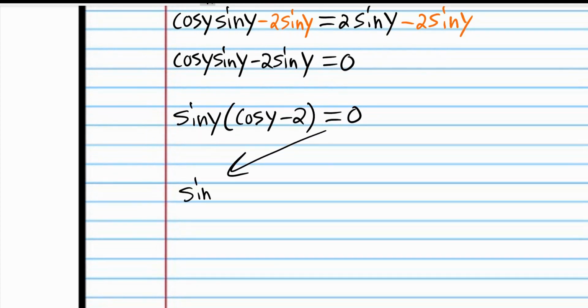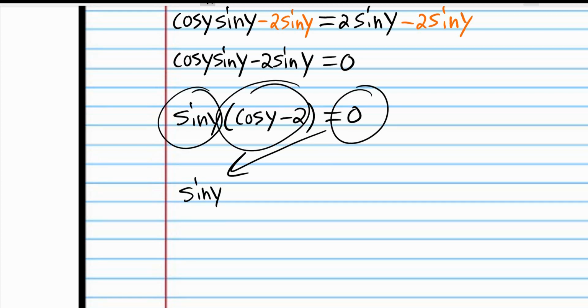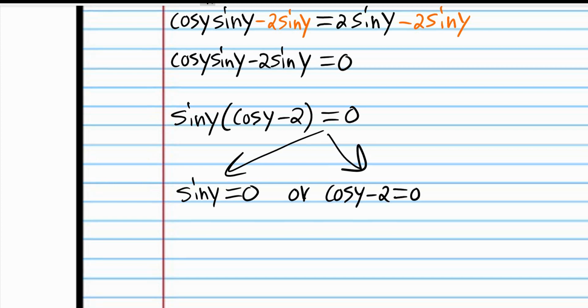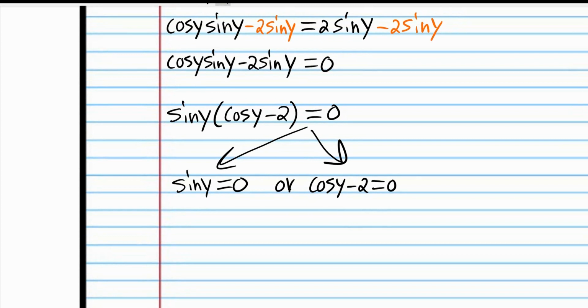The reason this helps us is it tells us that if you have some expression multiplied by another expression and you have 0, then either this expression has to be 0 or this expression has to be 0, because when you multiply a number by 0, you get 0. So sine y is equal to 0, or cosine y minus 2 is equal to 0. I know that seems pretty complicated, and yes, you're correct. It is complicated.